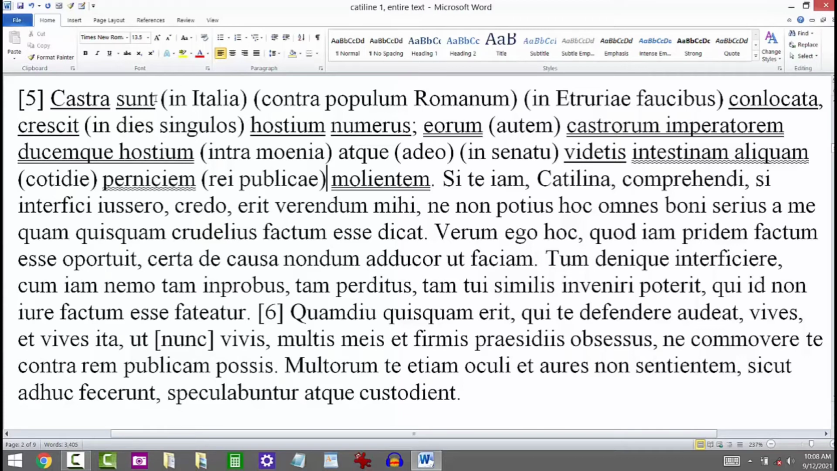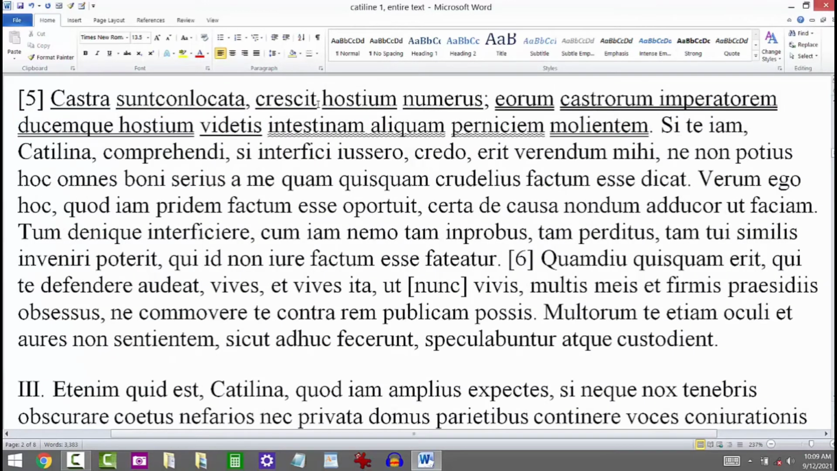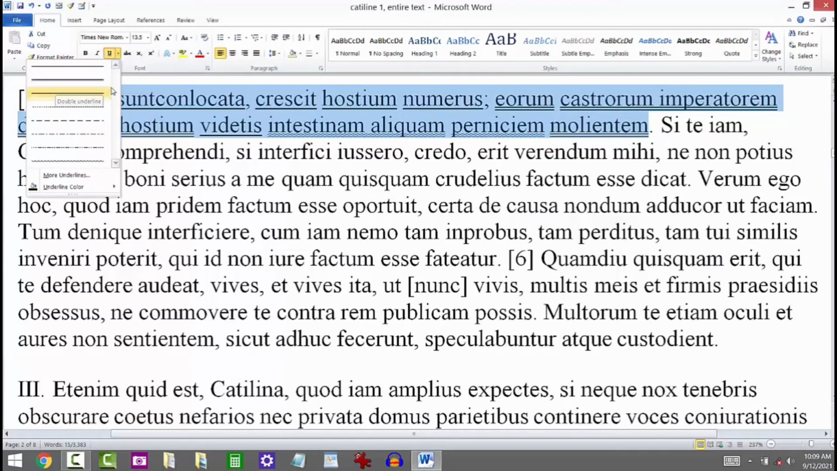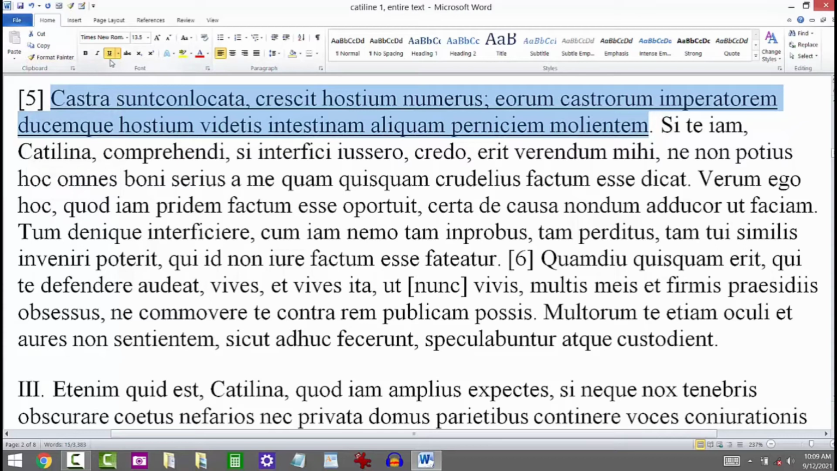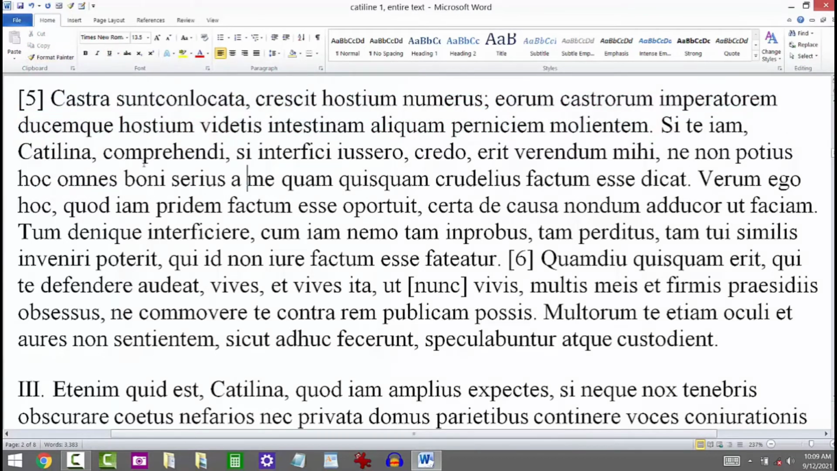All right, let's get rid of the adverbial stuff and see how the magic works. Okay, let's see what we have. We'll even get rid of all this stuff. Castra sunt conlucata, crescit hostium numerus, eorum castrorum imperatorem ducem quae hostium videtis, intestinam aliquam perniciam molientem. See how it works? There is a camp. There are camps located. There are camps established. The number of the host, the number of the enemy grows.